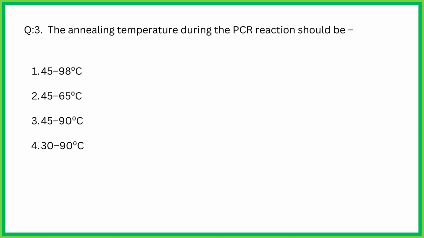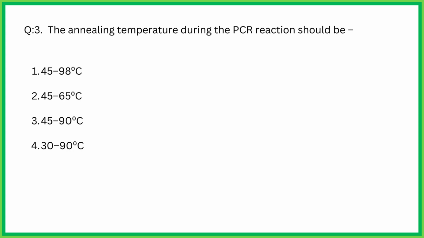Question number 3. The annealing temperature during the PCR reaction should be: option 1, 45 to 98 degrees Celsius; option 2, 45 to 65 degrees Celsius; option 3, 45 to 90 degrees Celsius; option 4, 30 to 90 degrees Celsius.